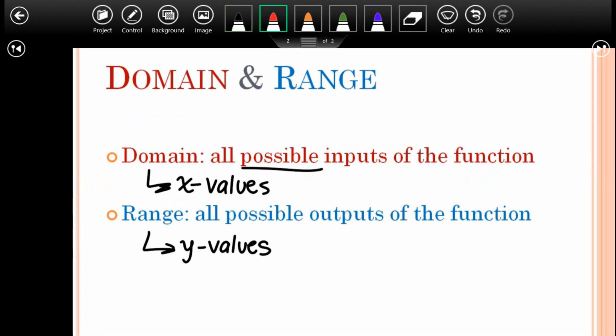The biggest thing that you guys are going to get from these is that graphs show both domain and range.